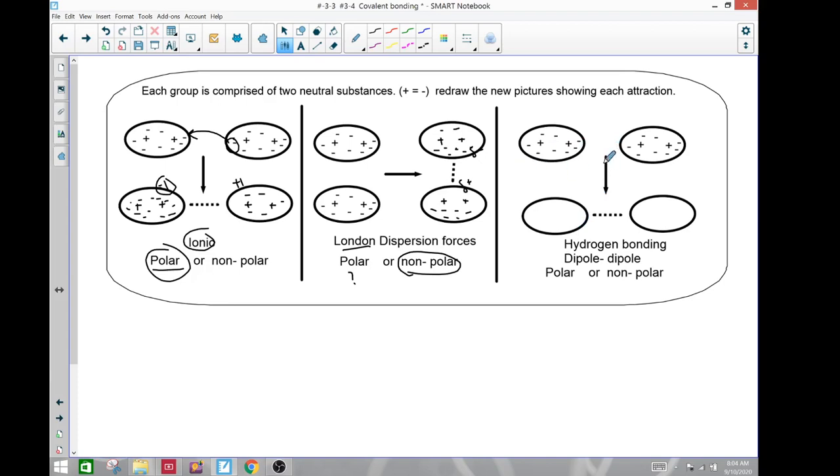Okay, now a little bit different situation here. One of the atoms, for whatever reason, is highly electronegative. Let's say this guy right here is the highly electronegative atom. It draws more electrons toward itself than this one, and we start to get a situation where this side becomes partially negative and this side becomes partially positive.